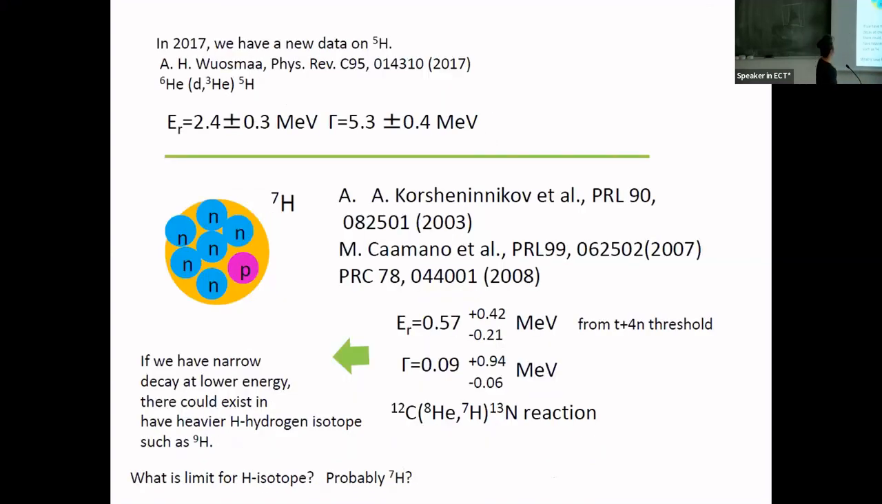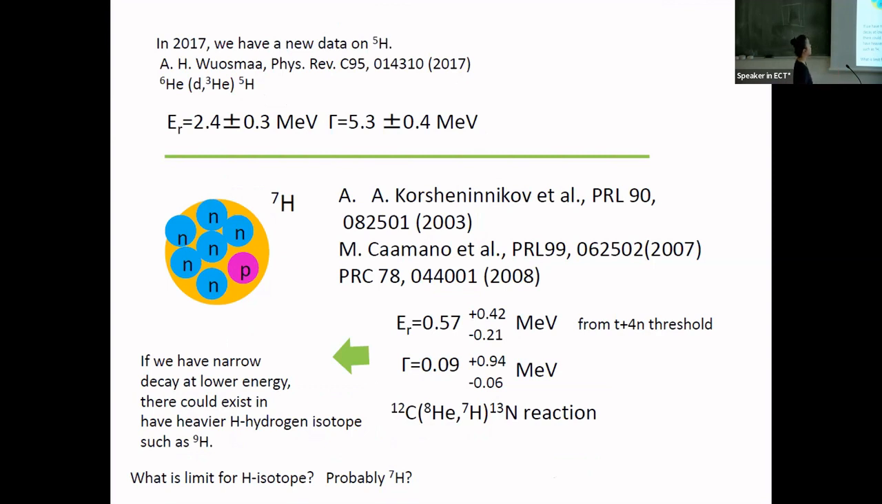And then in 2017, we have new data on hydrogen-5. This is experimental data by Alan Uzma. According to his data, the energy is almost 2 MeV, but the decay width is so large. So this is the situation of hydrogen-5.